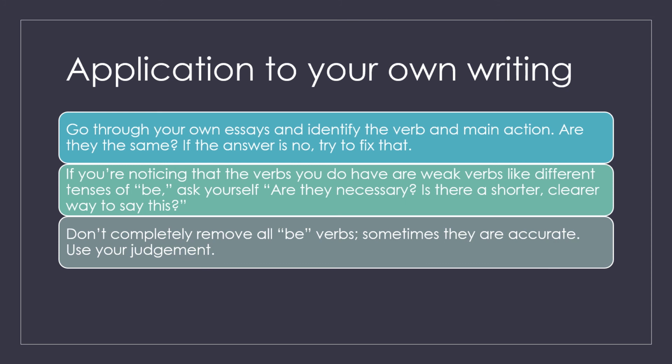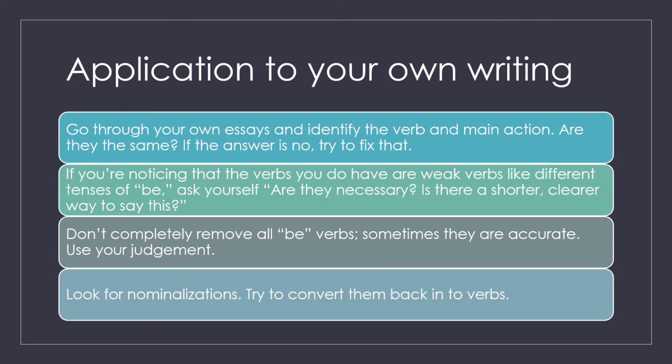With this, again, see if your main action is working as something else, like as a noun. Lastly, look for nominalizations. Try to convert them back into verbs. This will kill two birds with one stone. This will make your actions into your verb, and it will get rid of those weak be verbs.